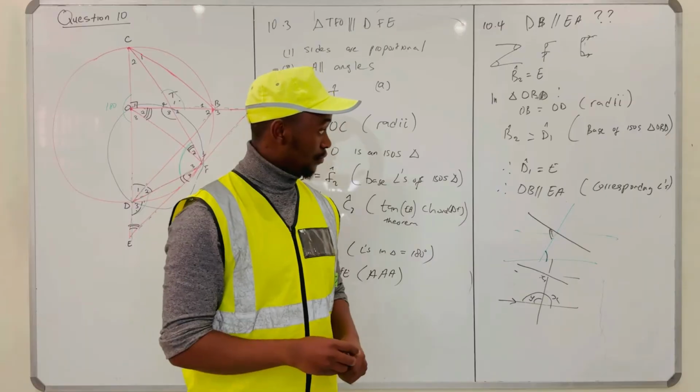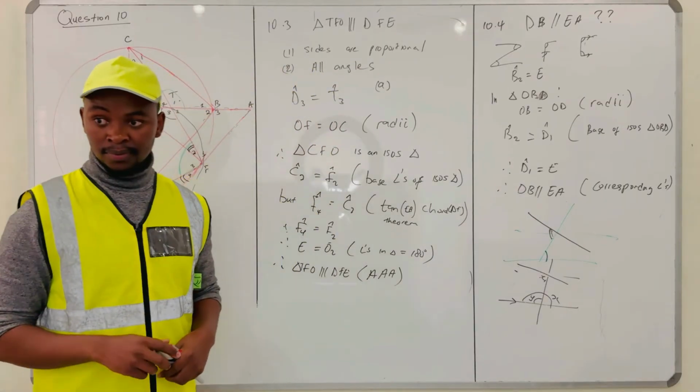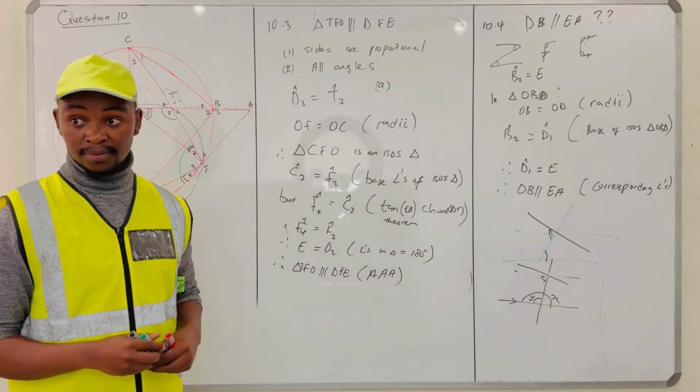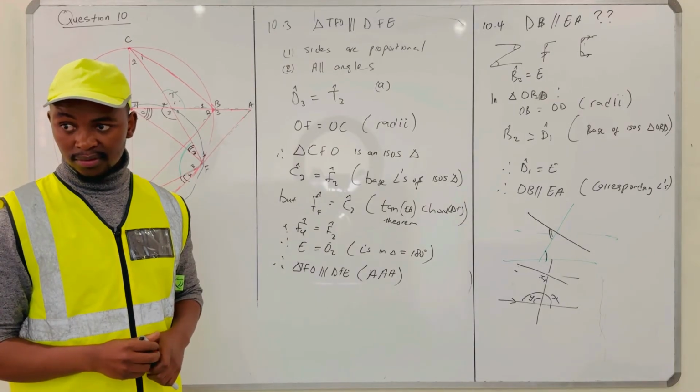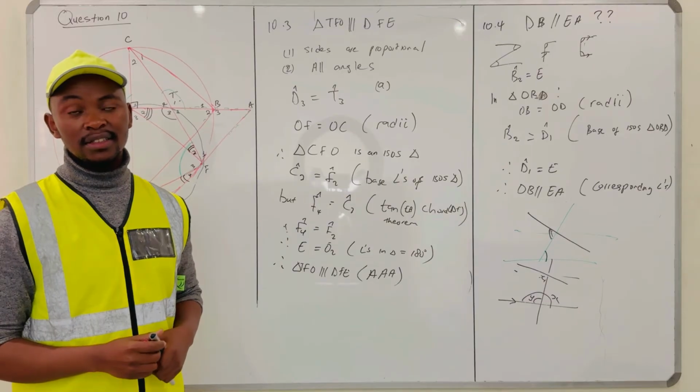So in that case, can you not say that now DB is parallel to EA? Because the corresponding angles are equal. Corresponding angles equal.